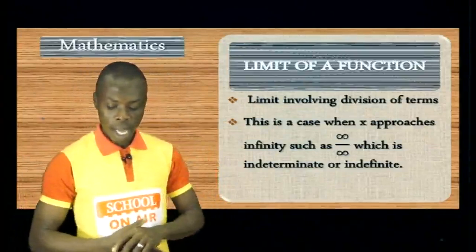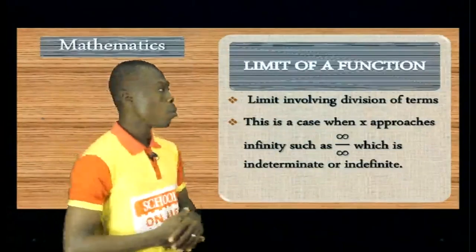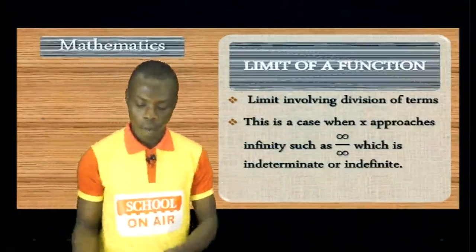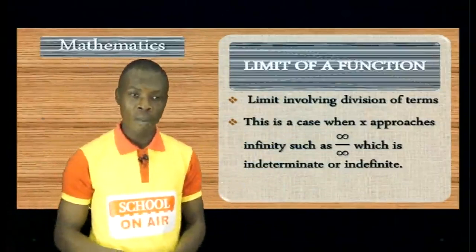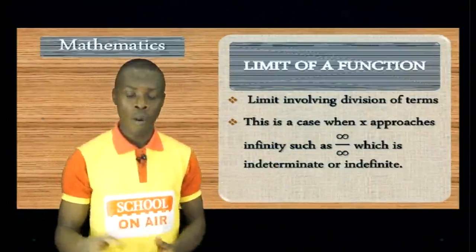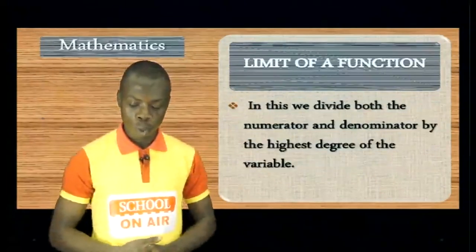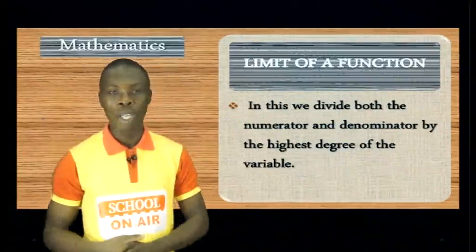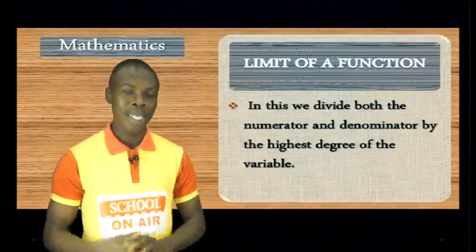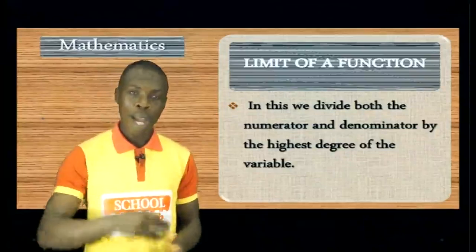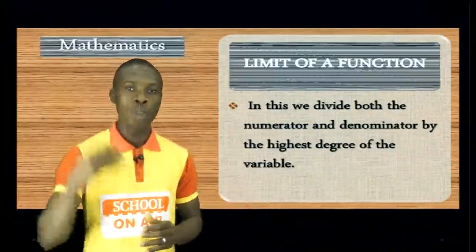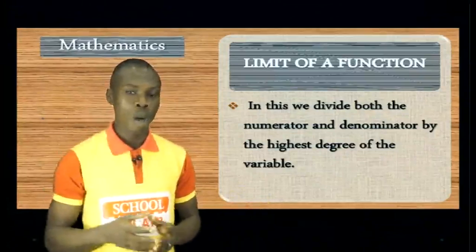In this case, x approaches infinity such that we have the numerator and denominator being infinity. And of course, this is indeterminate because we don't have a specific value for infinity. So when that happens, what we do is to divide both the numerator and the denominator by the highest degree of the variable, which in this case is x. So when x approaches infinity, we divide both the numerator and denominator by the highest power of x.